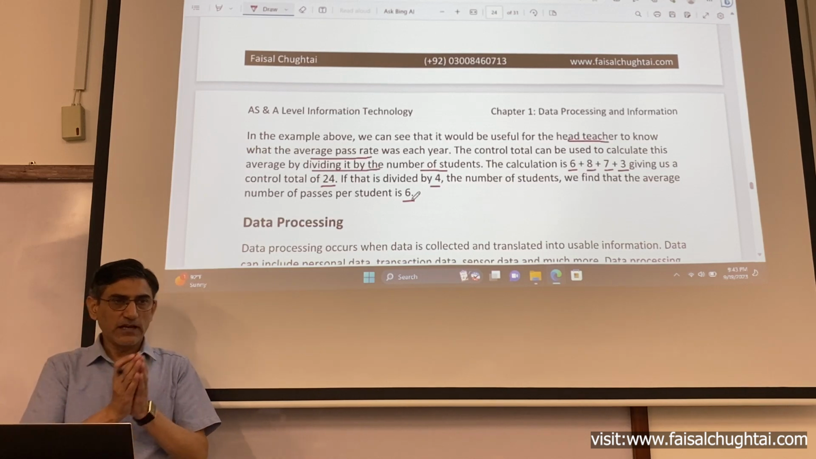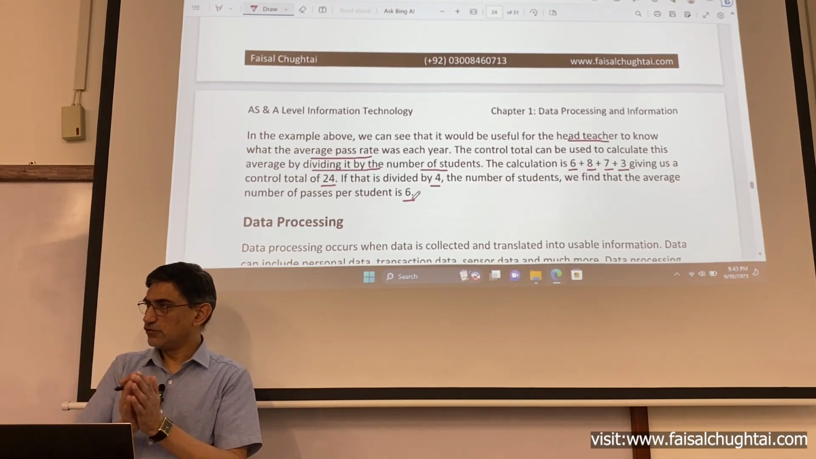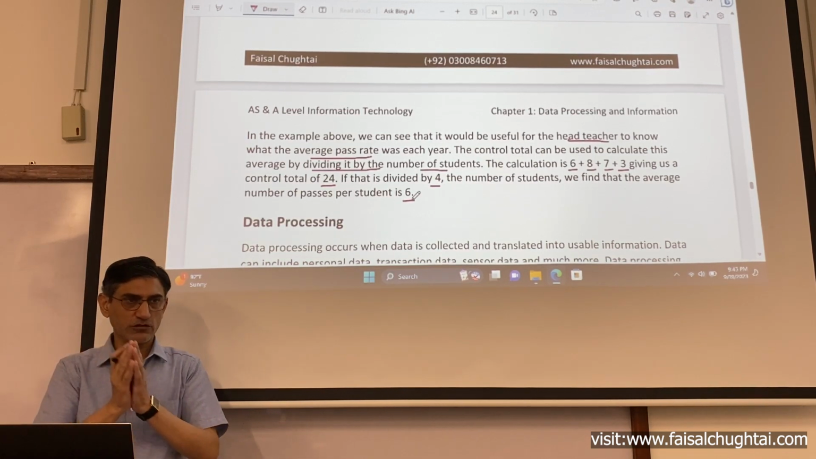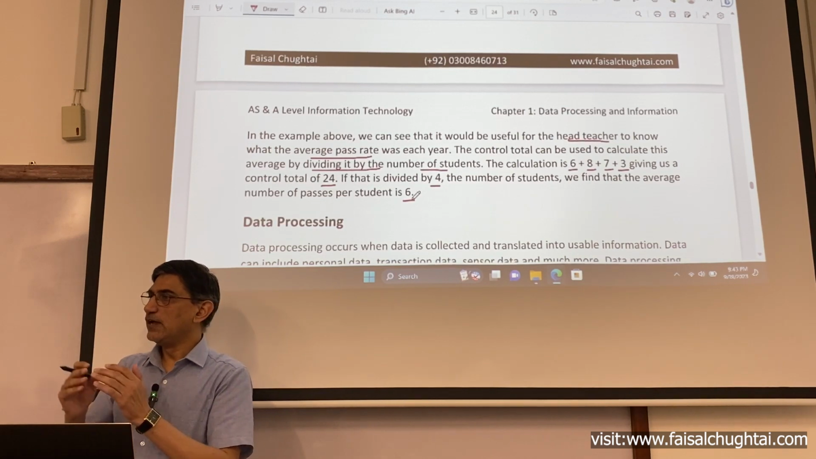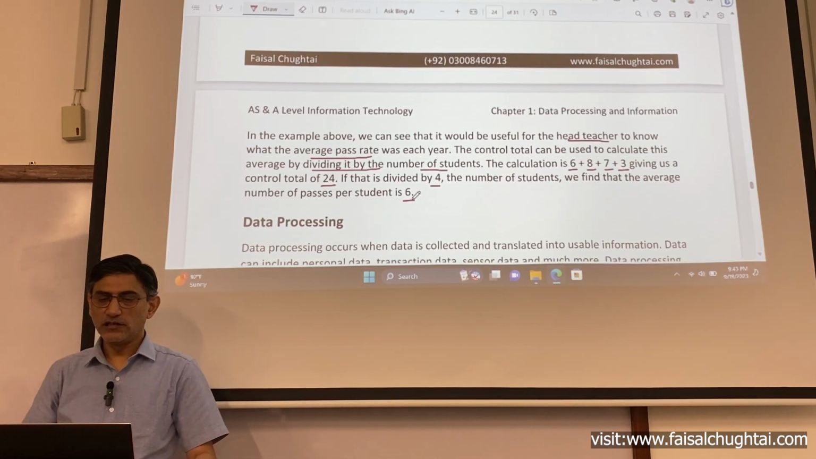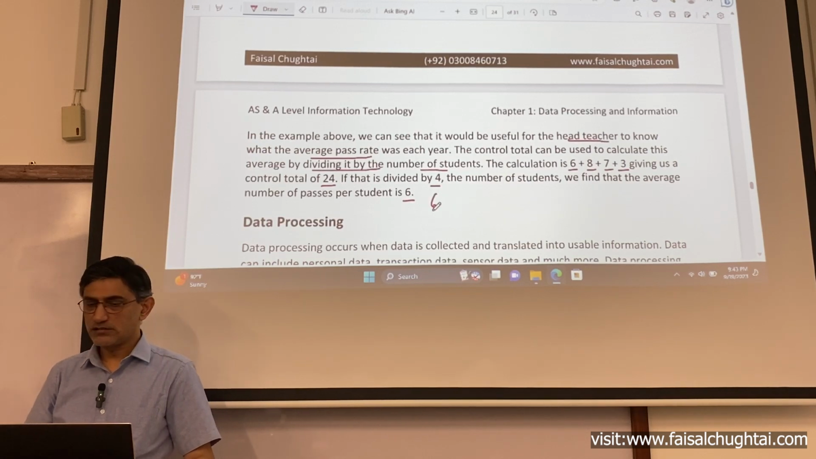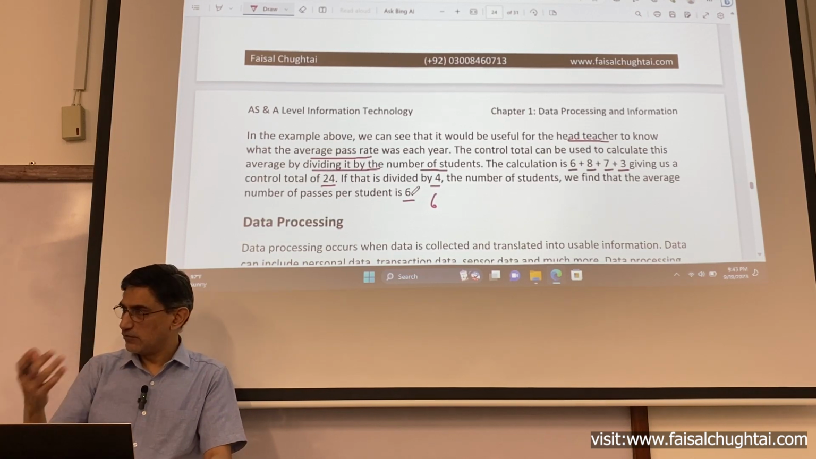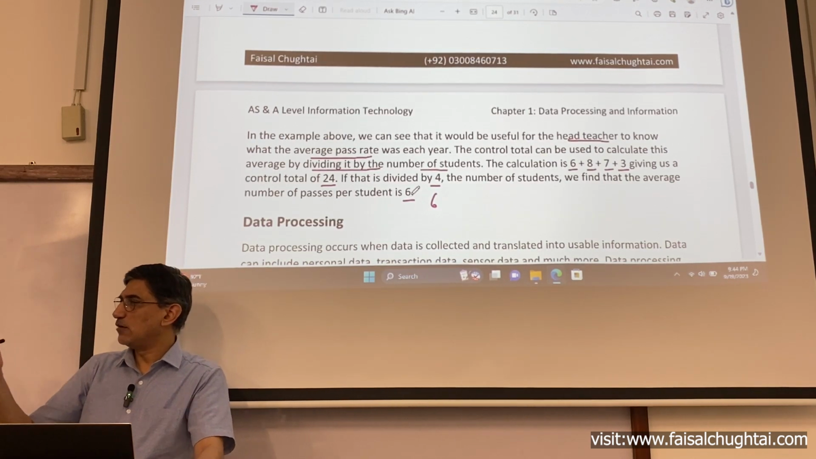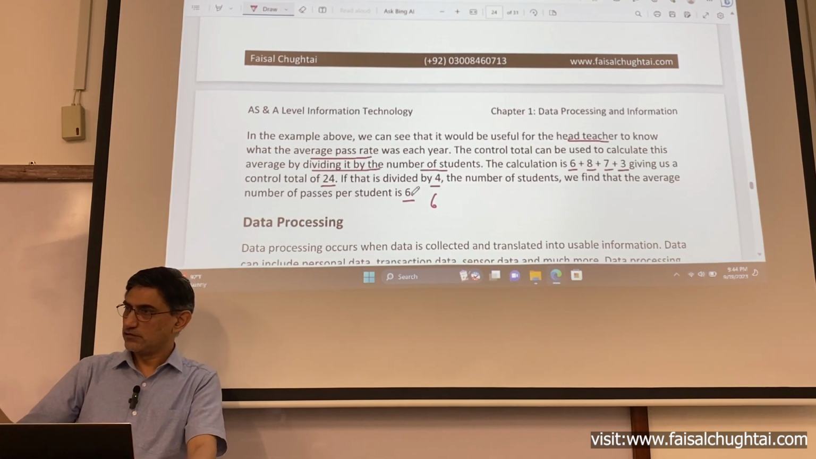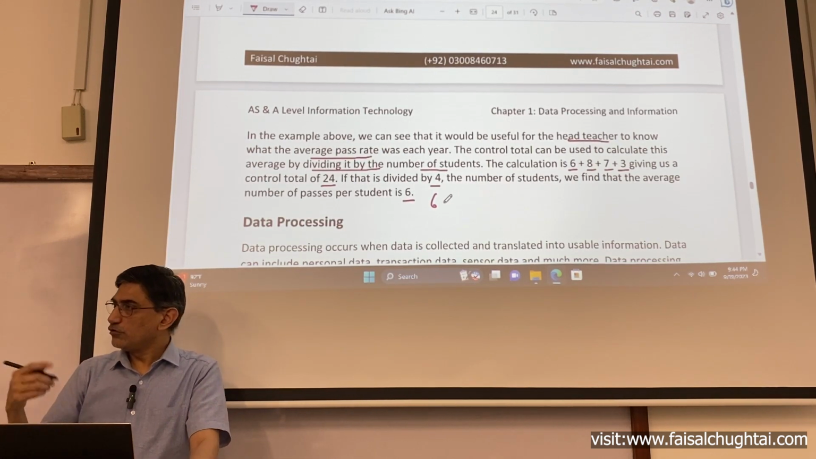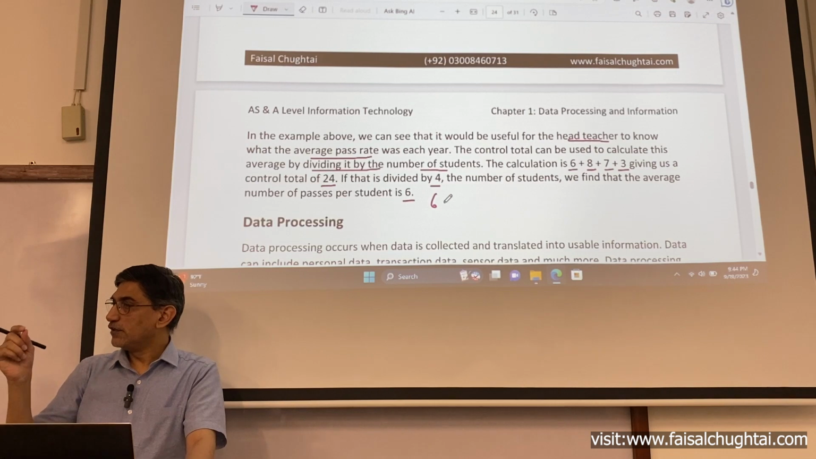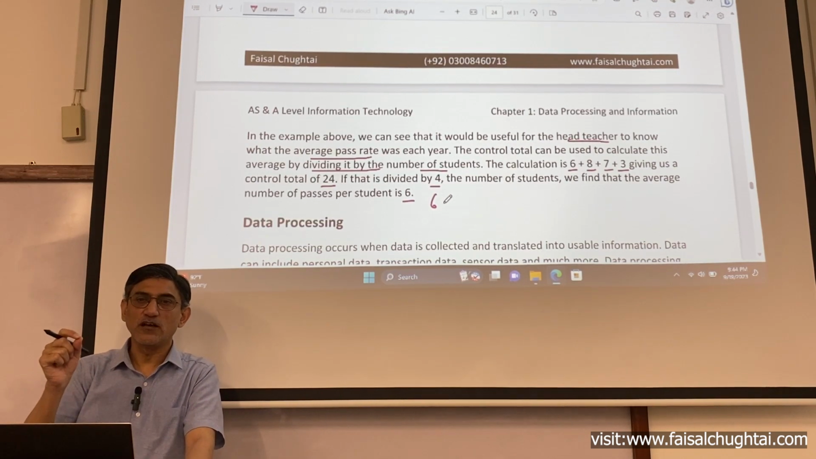Now, when the number of exam passes for each individual student is entered into the computer, added, and the average found out, it should come out to be the same, because this was manually calculated before the data was input. So if later on your control total calculates the average to be the same, that would mean that the number of exam passes for every single student have been entered correctly.